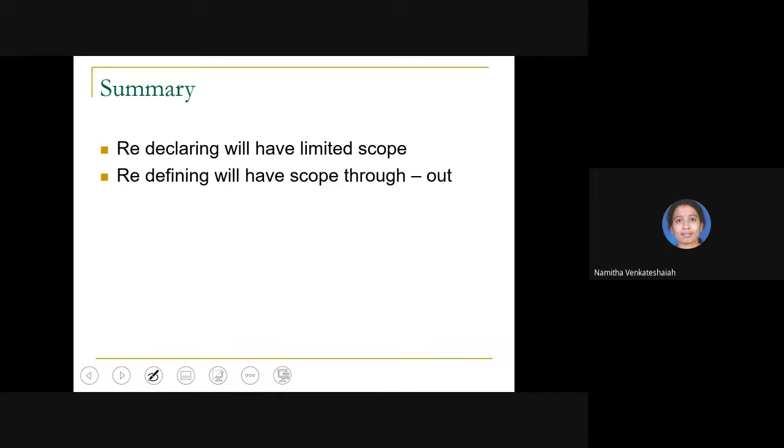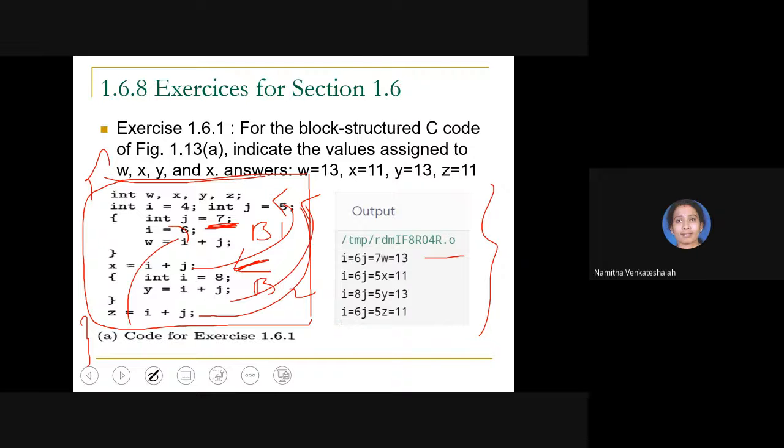Okay, so what is the summary? Redeclaring will have limited scope, that means only inside that block. But redefining will have scope throughout. Declaring means, if you put the data type, int, and declare it, that is declaring. Otherwise, it is just defining. That is the difference between declaration and definition.